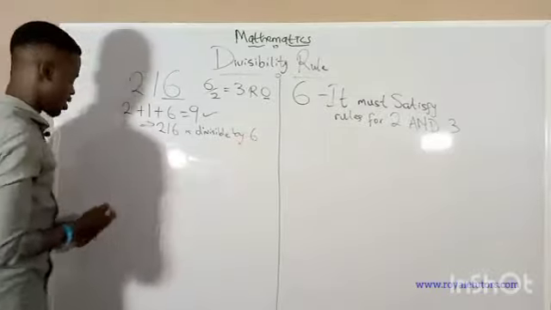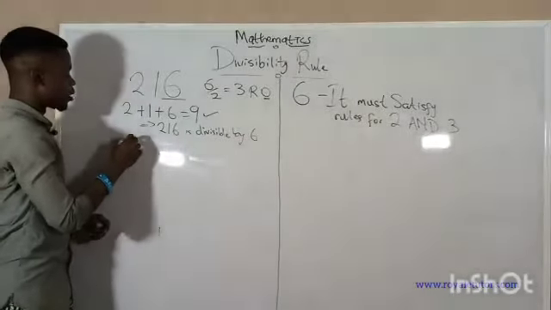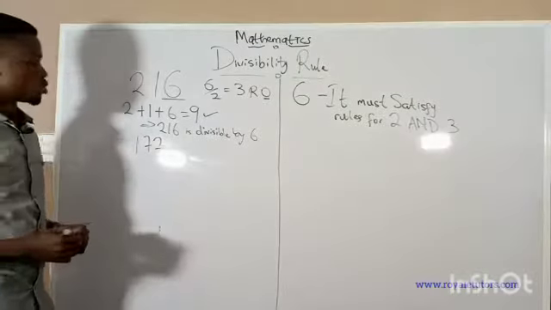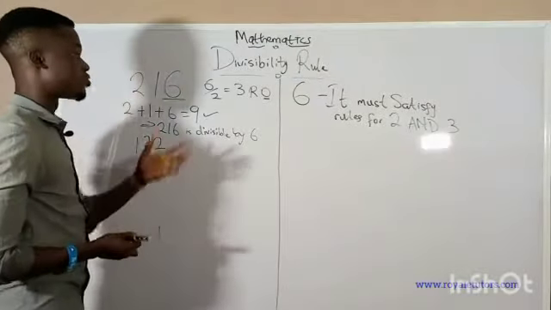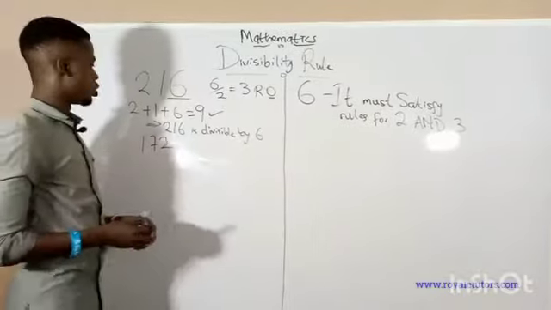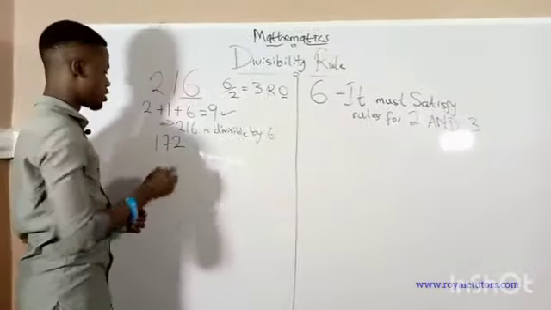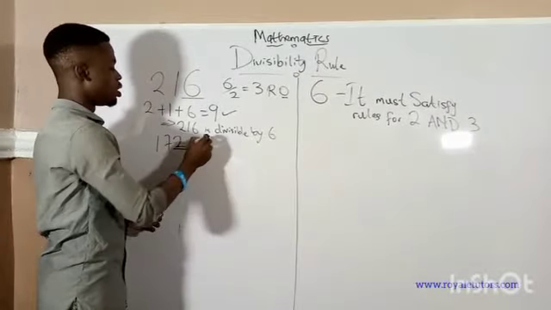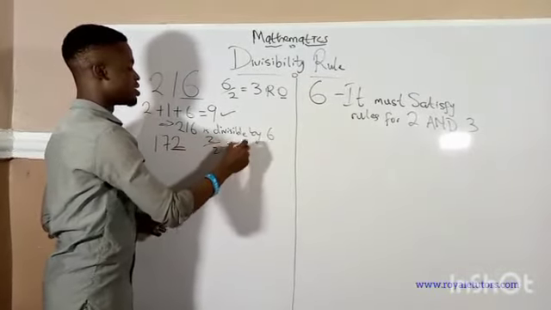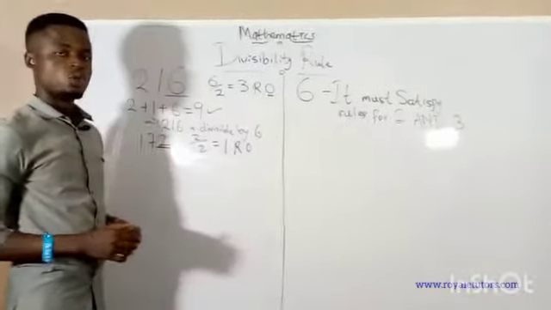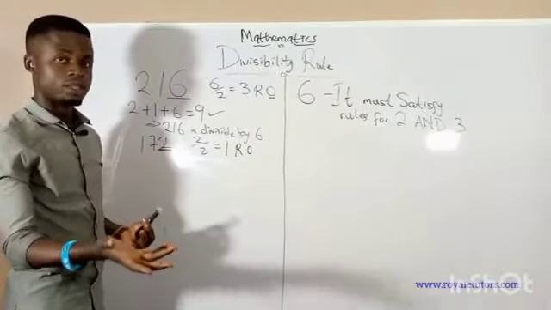So let us check another one. Let's check for the number 172. So checking for 172, you first have to check for the divisibility rule of 2. The divisibility rule of 2 says that the last digit must be divisible by 2. And that is true. The last digit, which is 2, is divisible by 2. But that it follows the rule for 2 does not mean that it is divisible by 6. We also need to check if it is divisible by 3.